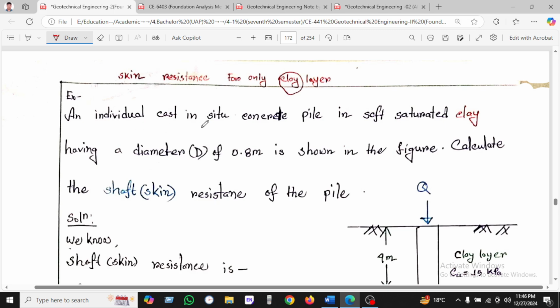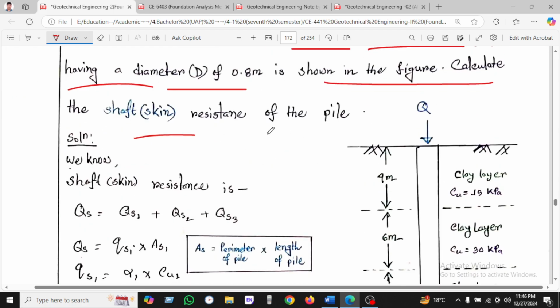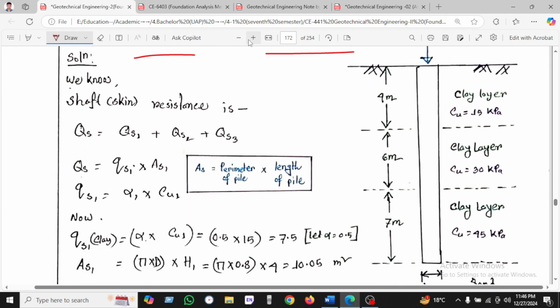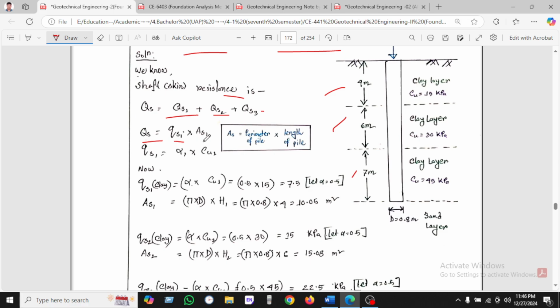So let's read the question first. An individual cast in situ concrete pile in soft saturated clay, having a diameter of 0.8 m and the figure shown below, calculate the skin resistance of the pile. You can see here is the figure. The shaft resistance, you can see QS1. This is layer 1, 2, 3, and QS equals QS1 plus QS2 plus QS3. QS1 equals alpha into CU.